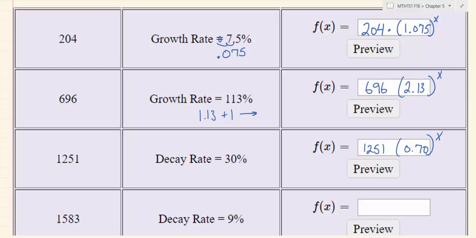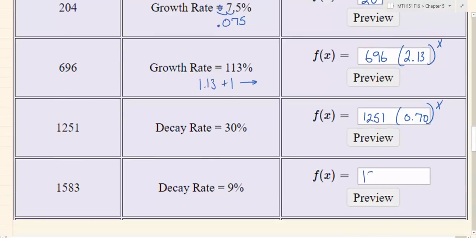The item that you're purchasing is $1,251, and it's on sale for 30% off. How much of the original amount are you paying? 70% of the original amount. So 1583 goes here. Decay rate is 9%, so what goes in the parentheses? 0.91.